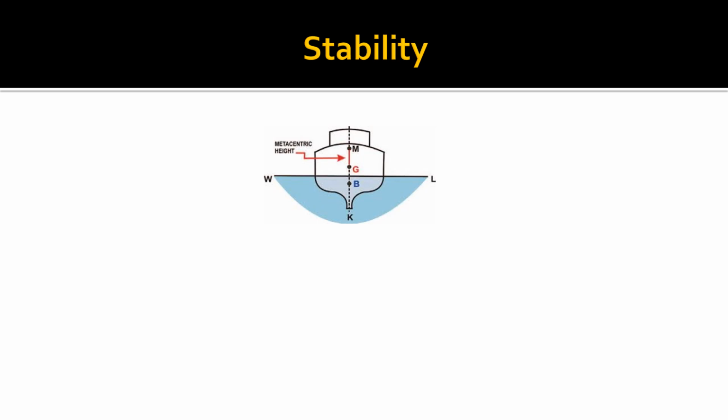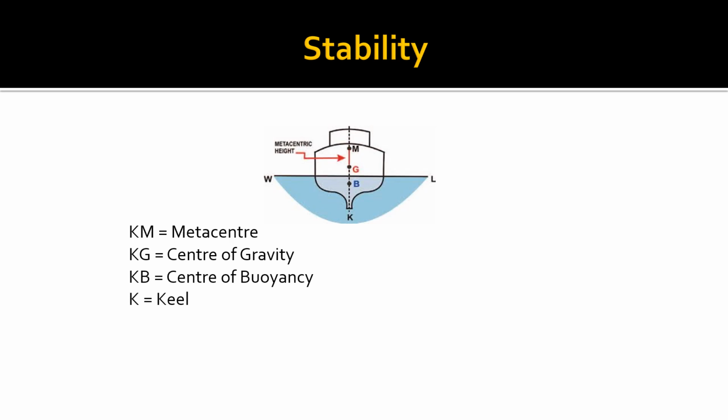Here, KM is the distance from the keel to the metacenter as KM. KG is the center of gravity where weight is acting vertically downwards. KB is the center of buoyancy where displacement is acting vertically upwards. GM is the metacentric height which determines the condition of the vessel.